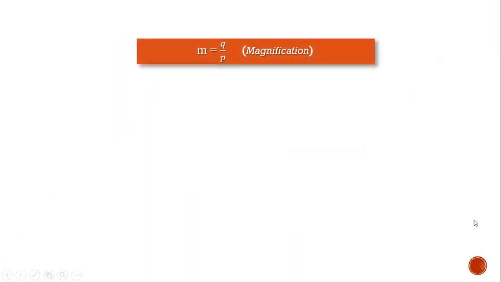The next thing we need to find is the magnification. As we know, q we have already found, and p is known, it is given in the data. So I can easily find the magnification by applying q and p. Now q is 6 and p is 30, so m is equal to 1/5, that is, m is equal to 0.2.